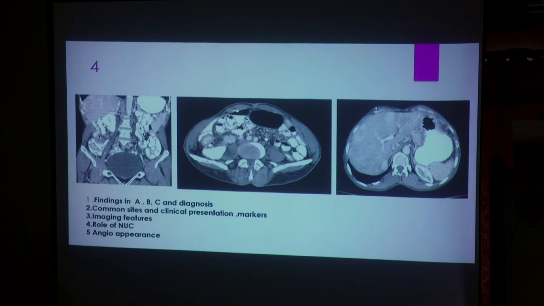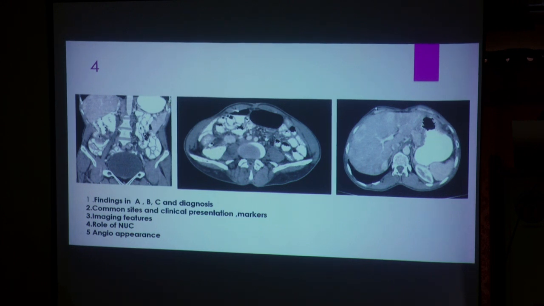So findings in A: we are seeing an intraluminal mass in the ileum and a speculated enhancing mass in the mesentery, and here is edema in the loop and a hypervascular metastasis. So the diagnosis is carcinoid. Okay, diagnosis is carcinoid. So here once again, common sites and the markers are also important, and clinical features.